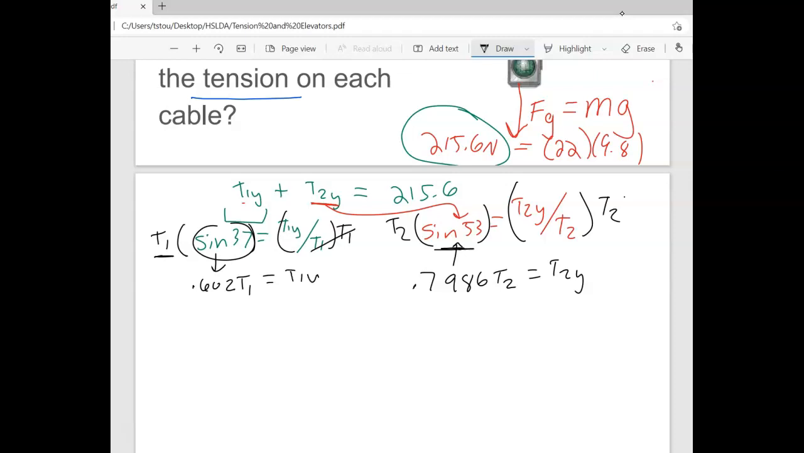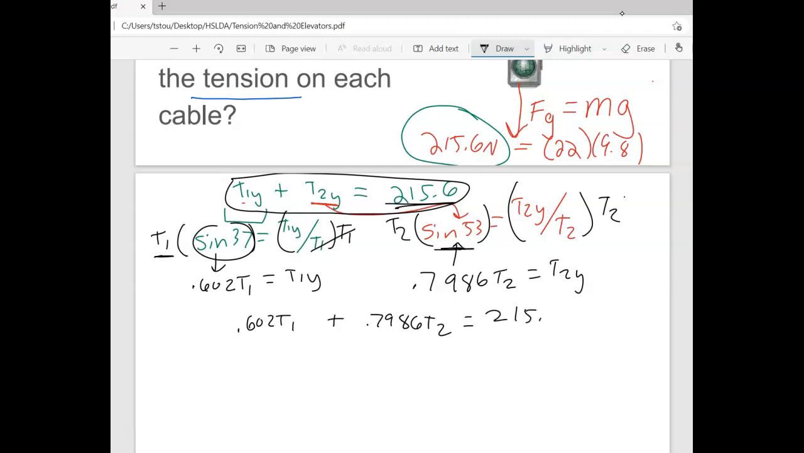That's equal to T1y. Okay, so now I'm going to take these two values and put them into this top equation that I've got right here. Because T1y is 0.602 T1 plus T2y, 0.7986 T2, equals that 215.6. So that's my first equation.